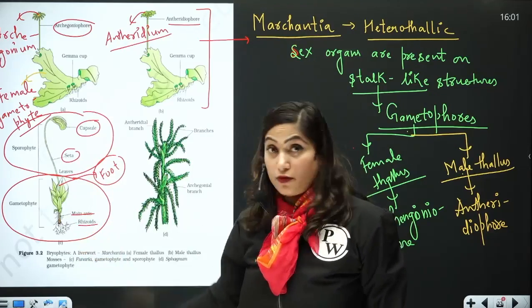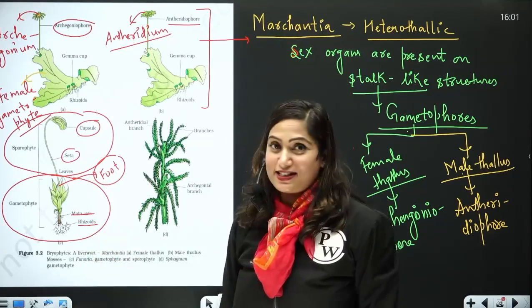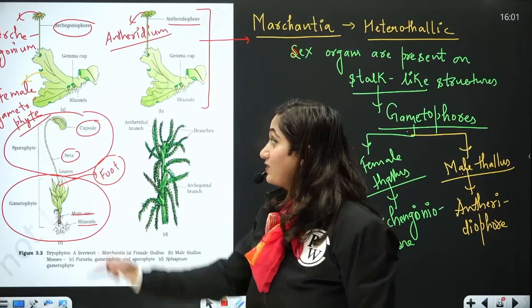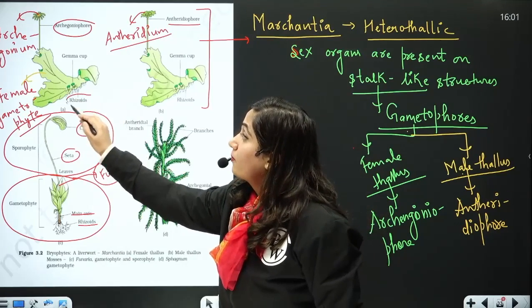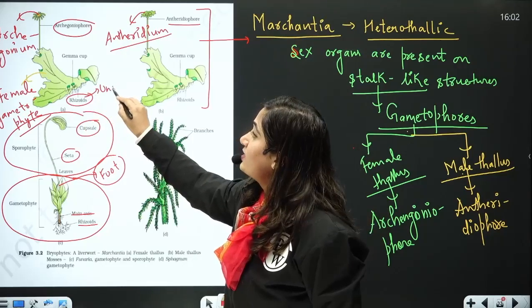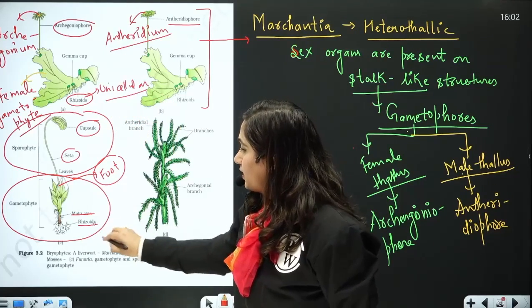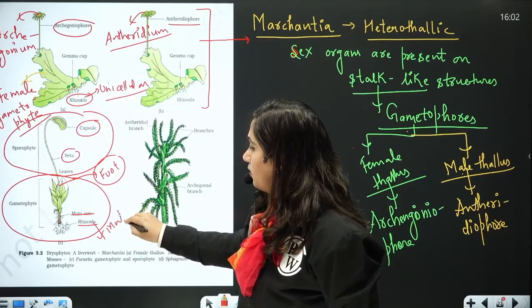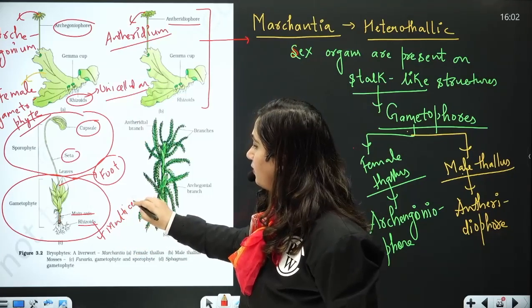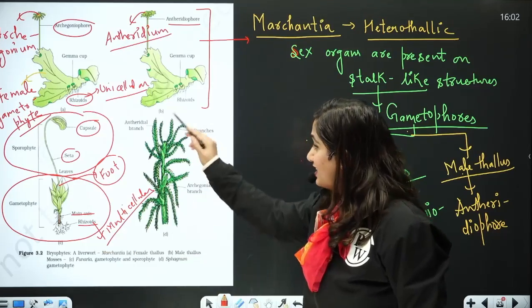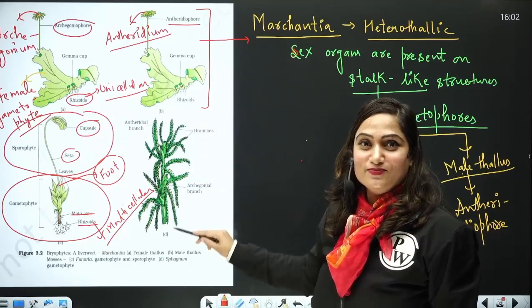Okay, and gametophyte does not have roots, it has rhizoids. And the rhizoids of mosses are multicellular, but the rhizoids of Marchantia are unicellular. You remember, no? And here the rhizoids are multicellular. Okay?